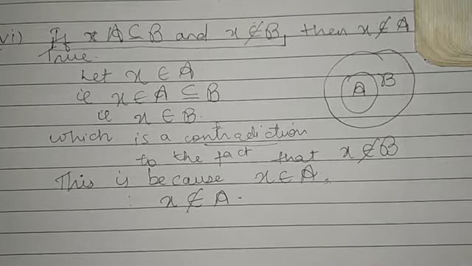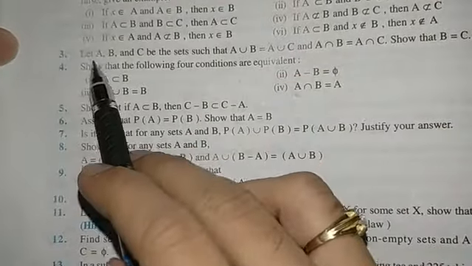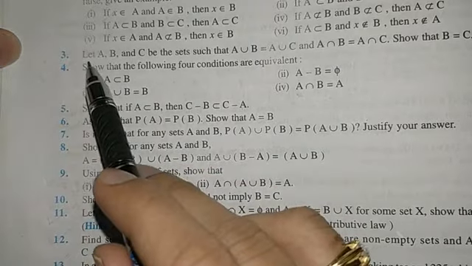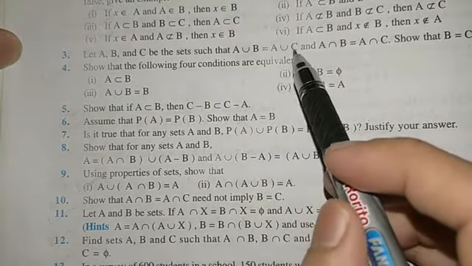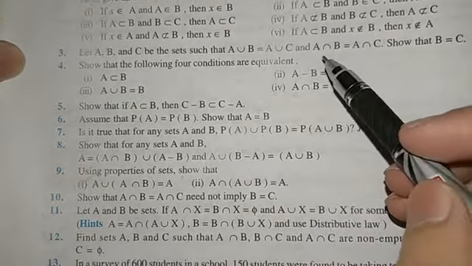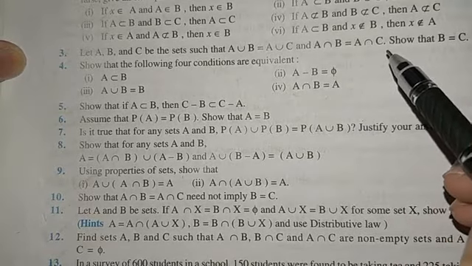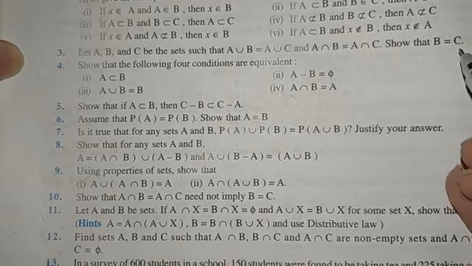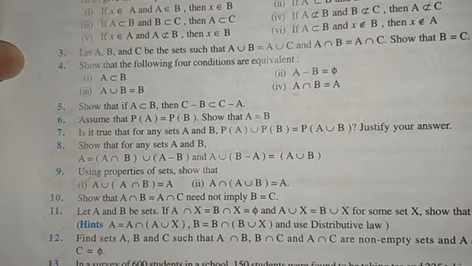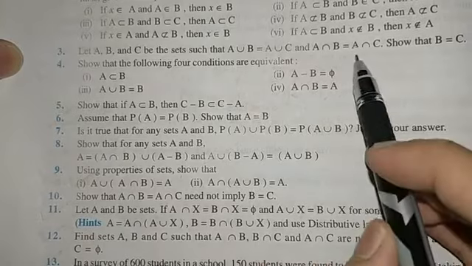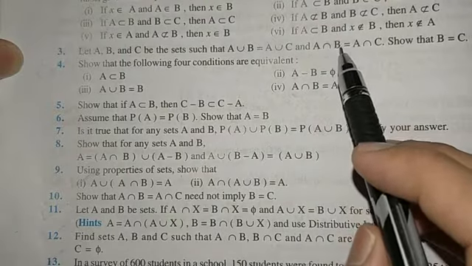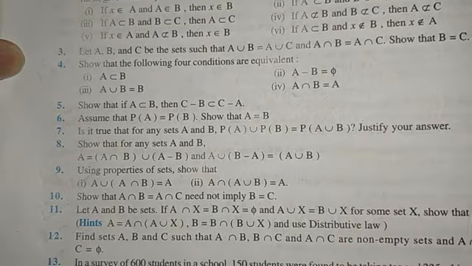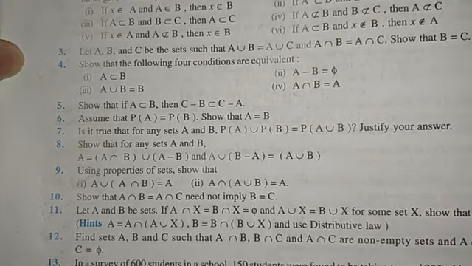Okay, now let us go to problem number 3. So what is problem number 3? Let A, B and C be sets such that A union B is equal to A union C, and A intersection B is equal to A intersection C. Show that B is equal to C. So that is the statement we want to prove. Given A union B equals A union C and also A intersection B equals A intersection C, we have to prove that B is equal to C.